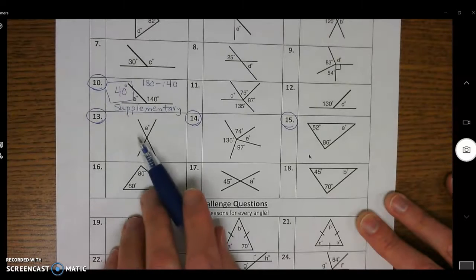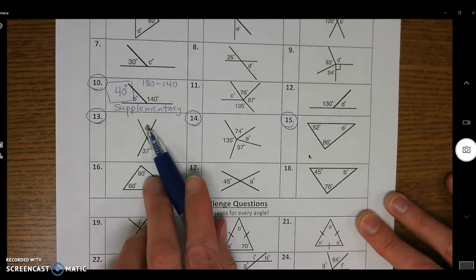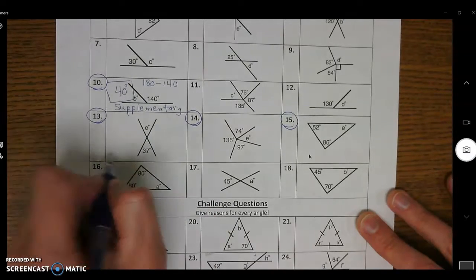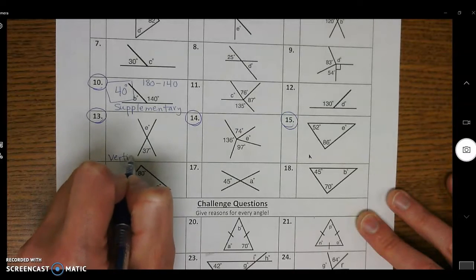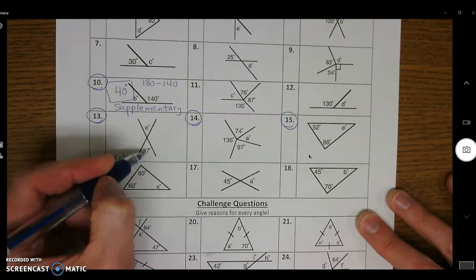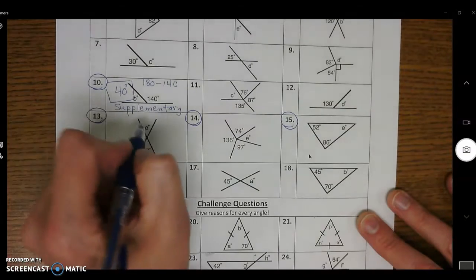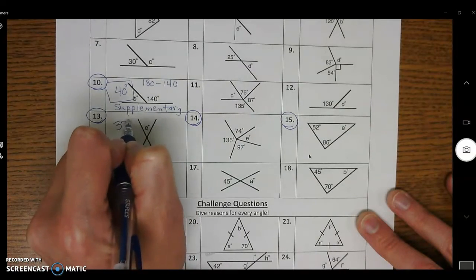All right, we're going to look at number 13. When angles are, I call it across from each other, that's called vertical. And vertical angles have the same measure. So letter E is 37 degrees.